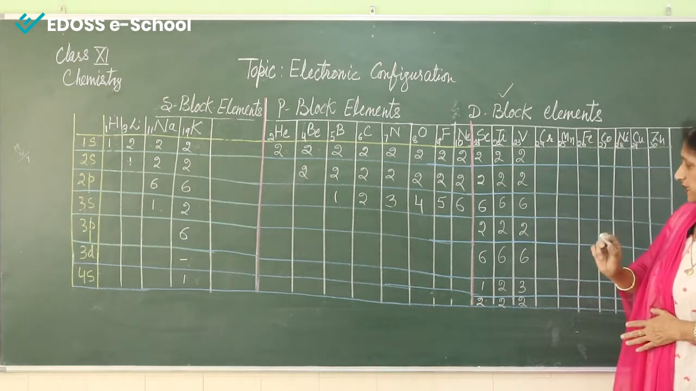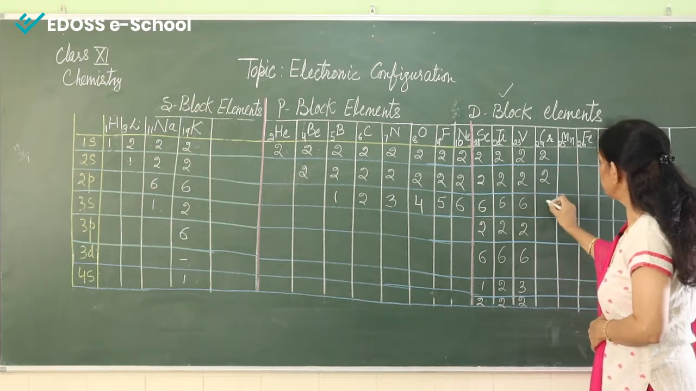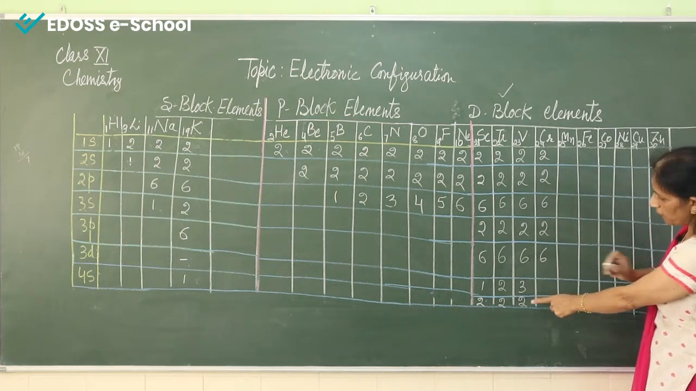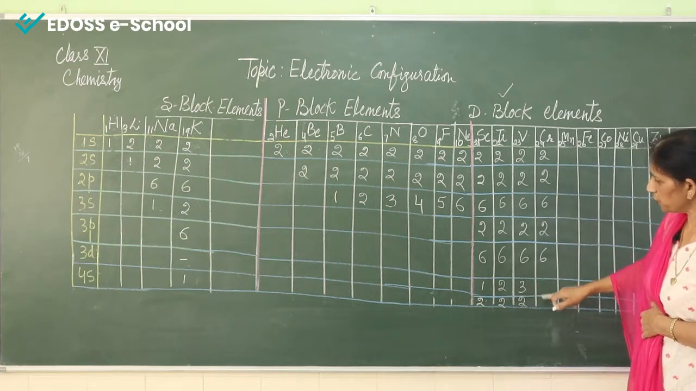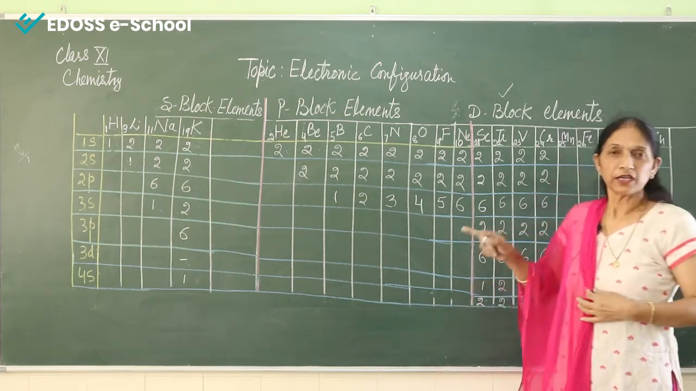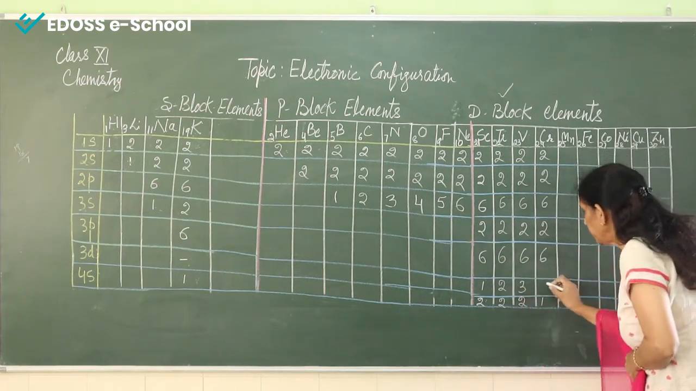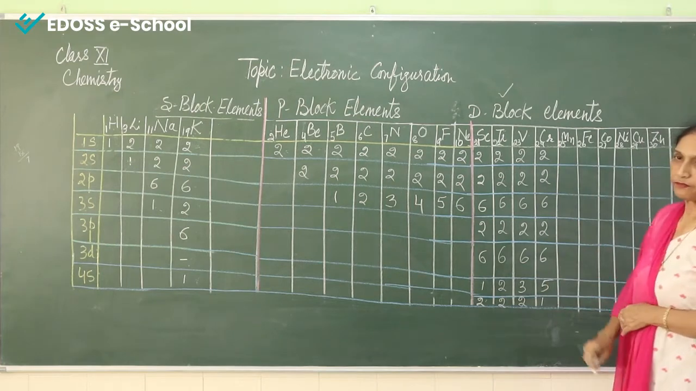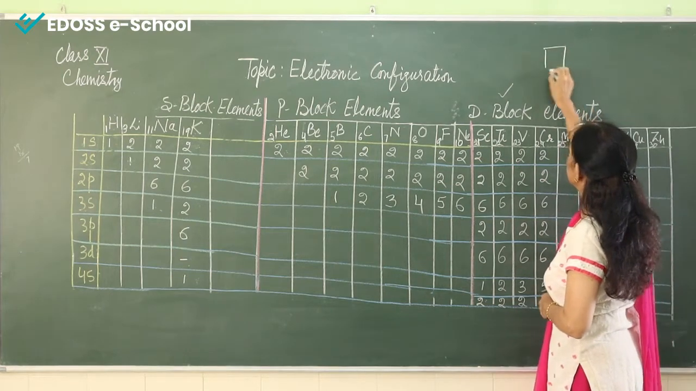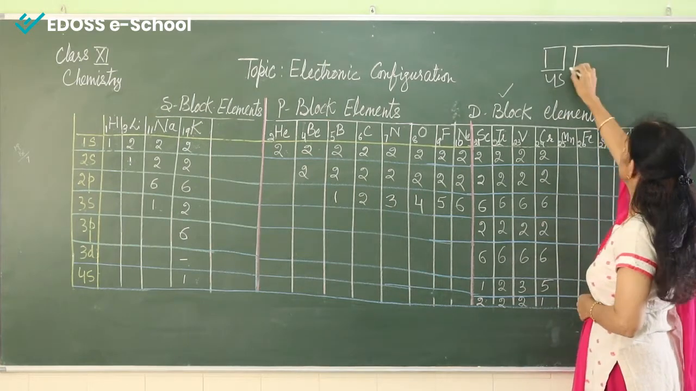Now for chromium, it will be 1s2, 2s2, 2p6, 3s2 and 3p6. Now what will happen, you might write 4s2 and 3d4, but this is wrong. The configuration will be 4s1 and 3d5. Now why? Now see here, this is 4s and this is 3d.